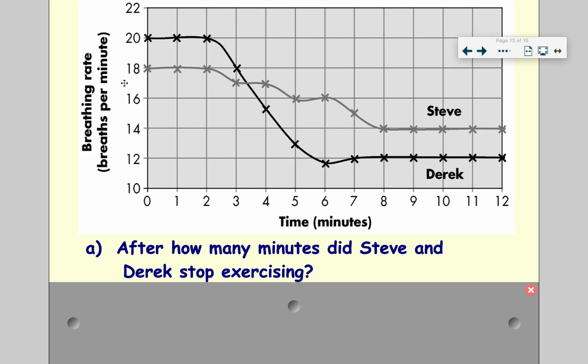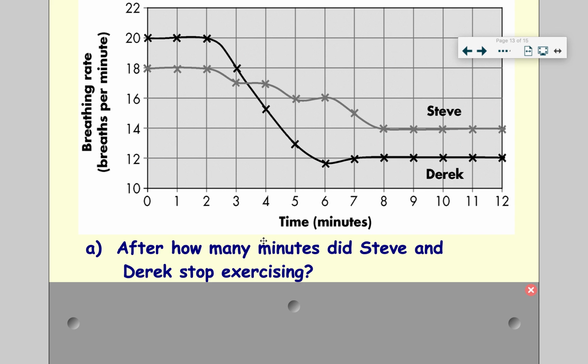And so as you can see here, they've started their exercise, then they've stopped, and then we're looking for when their breathing rate becomes normal again. So after how many minutes did Steve and Derek stop exercising? So the point you're looking for here is when did their breathing rate stop increasing? In fact, not stop decreasing, stop increasing. When did it start decreasing? So look at the graph. After how many minutes did their breathing rate stop?